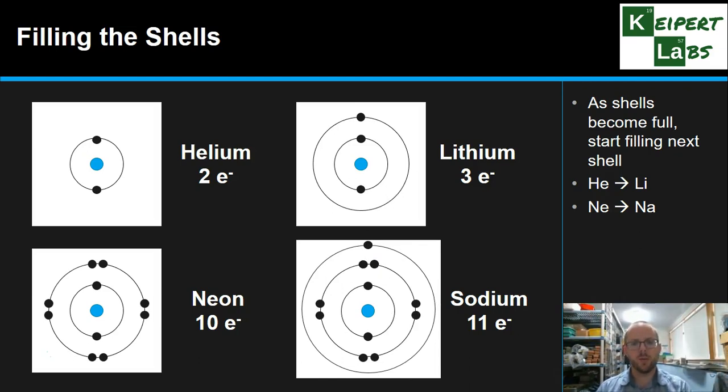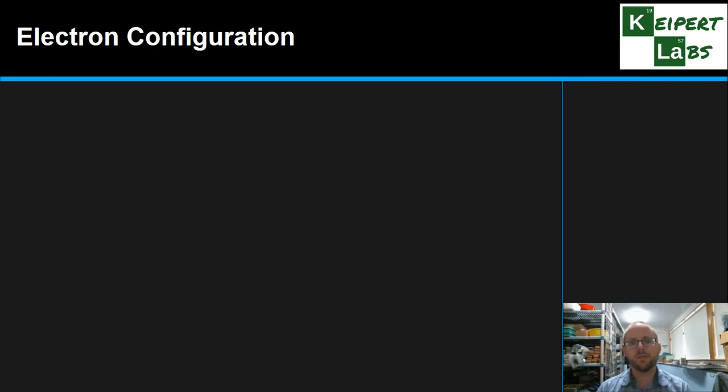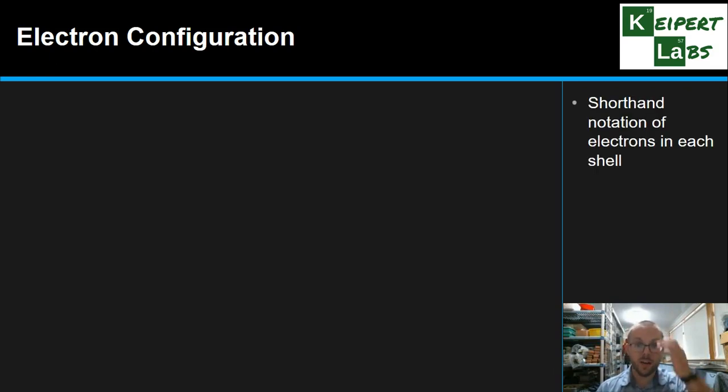Now, this is how we've drawn it. We've gone to the effort of showing where the electrons are and which shell they're in. But is there a simpler way to represent this arrangement without having to draw it out all the time? The answer is yes: we have what we call the electron configuration. It's a shorthand notation of how many electrons are in each shell, a quick number representation that gives us the same information once we're more familiar with how to read it.